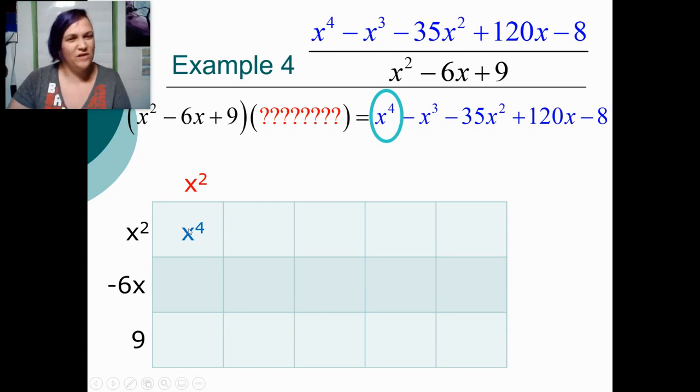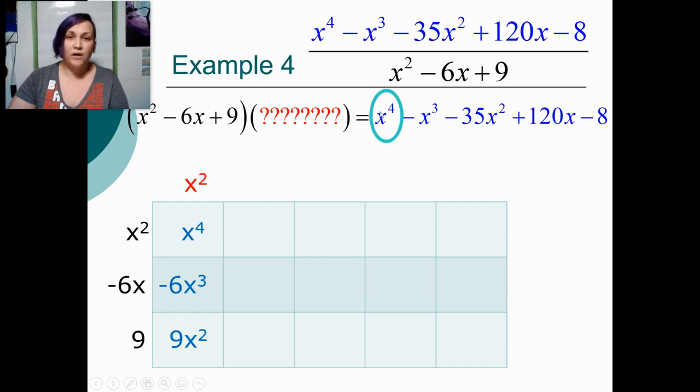And then you do want to fill out the rest of this column. So once you figure out what goes above the box, you do want to multiply that by everything along the side. So I want to multiply it by my -6x, and I want to multiply it by my 9. Look at how these are also in descending order. So many patterns in the box method.